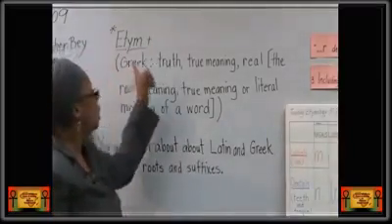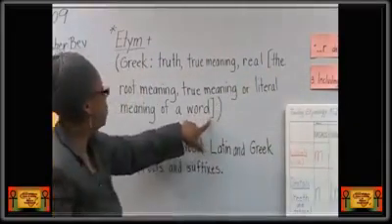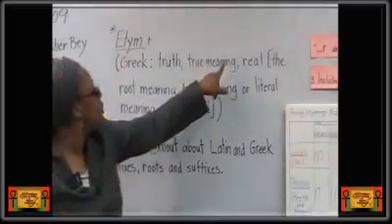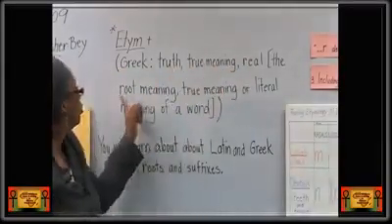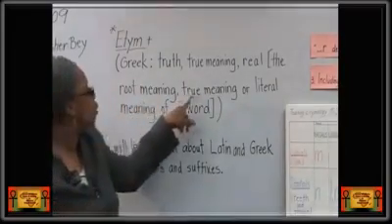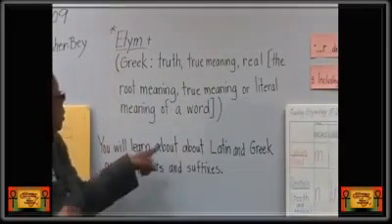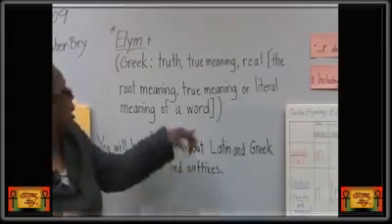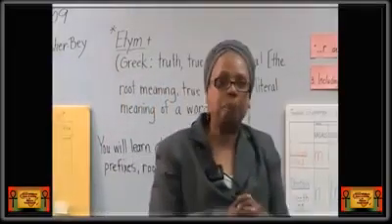The etymology is found in the brackets, which tells you what we said here. The truth, true meaning, and real. The root meaning, the beginning, the true meaning, or literal meaning of a word. You will learn about the Latin and Greek prefixes, roots, and suffixes, which we include in etymology.